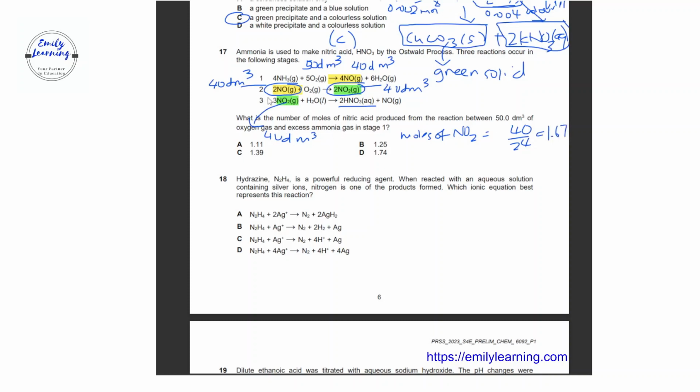Based on the mole ratio, this is 3:2. Because I'm interested in the moles of nitric acid formed, I'll be looking at this here. So I know 3 moles of NO2 will give 2 moles of HNO3. So if you have 1.67 moles of NO2, it will give 2/3 times 1.67 moles of HNO3.